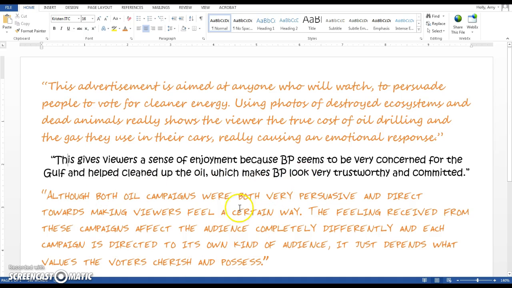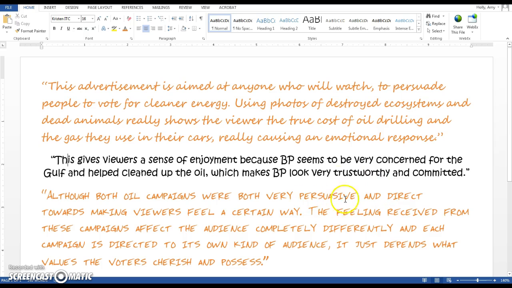And then this comment here I thought did a good job of touching on the pathetic effects of the ads together. Although both oil campaigns were very persuasive and directed towards making viewers feel a certain way, the feeling received from these campaigns affects the audience completely differently, and each campaign is directed to its own kind of audience. It just depends what values the voters cherish and possess.